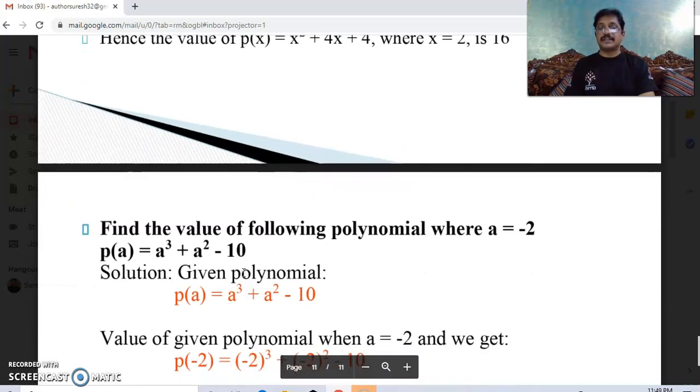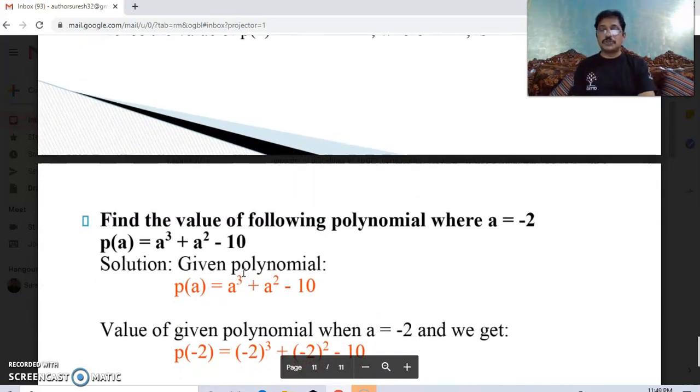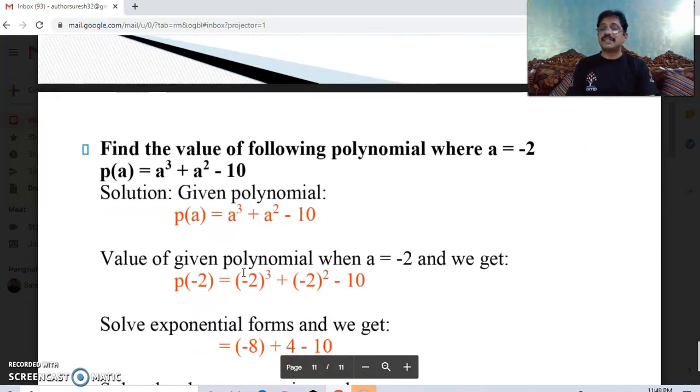Clear? Okay. Now I am giving one more question to all the children. You have notebooks, I think so. Open the notebooks once again and copy this question. Find the value of the following polynomial where a equal to minus 2, where p of a equal to a cube plus a square minus 10. We are going to find the value. Okay. So what you have to do? Say p of a is equal to a cube plus a square minus 10. We are going to find the value at a equal to minus 2.